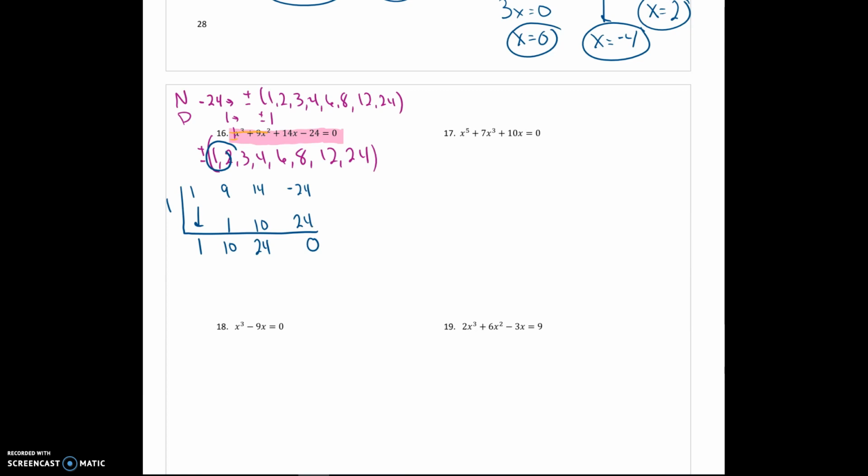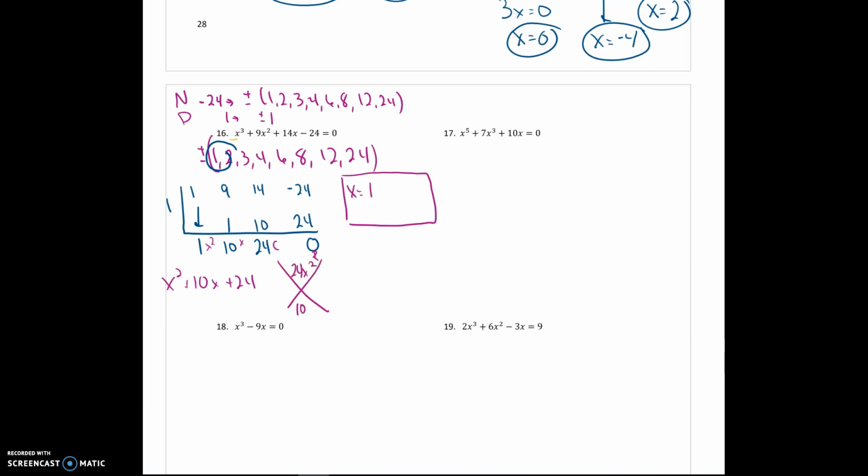So 1 is one of my 3 answers. So far for my answers, if I just put my answers here in a box, one of my answers is 1. So now, with this being the remainder, constant x and x squared, I'm going to factor x squared plus 10x plus 24. So what are factors of 24?